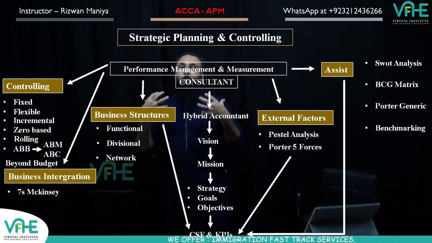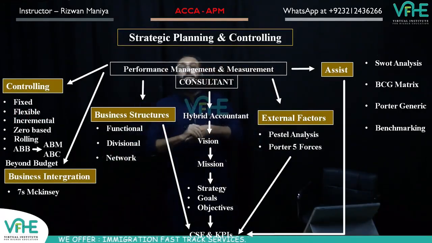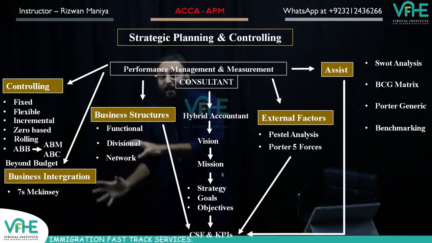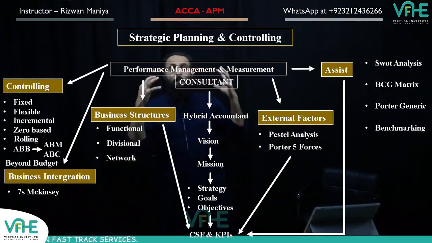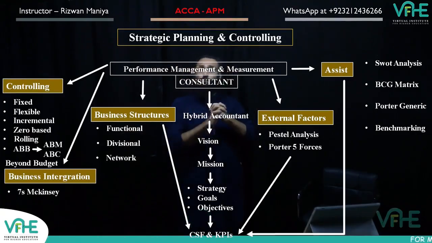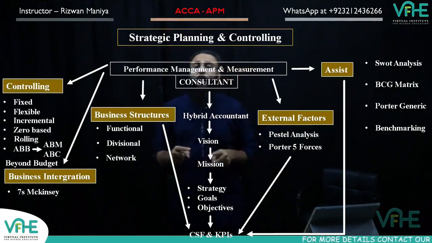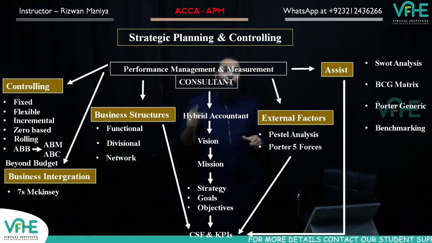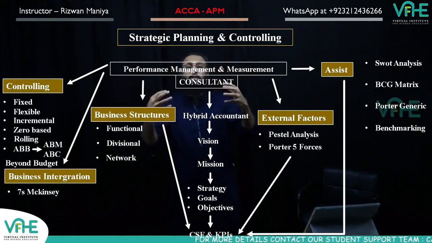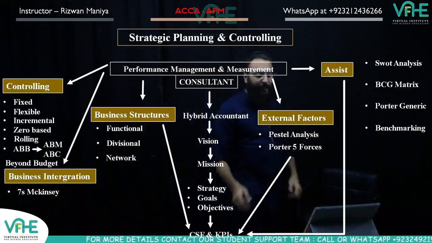7S McKinsey model definitely helps in business integration, definitely helps to make your performance management and measurement according to the shared belief. It helps to connect the other hard and soft factors around the shared belief, and your business will move in that direction. So that helps in the business integration.